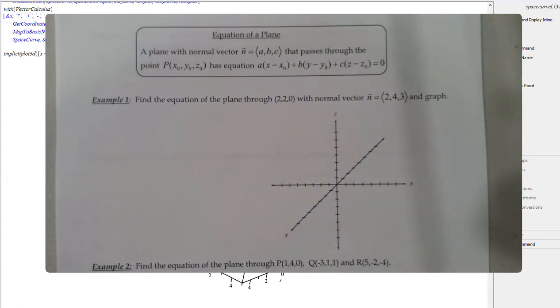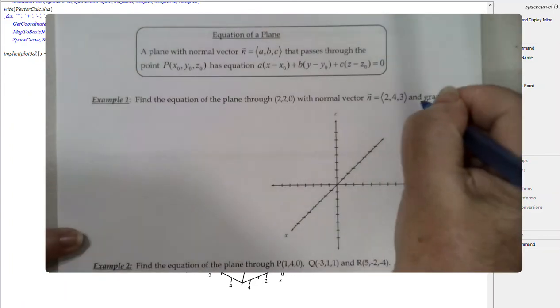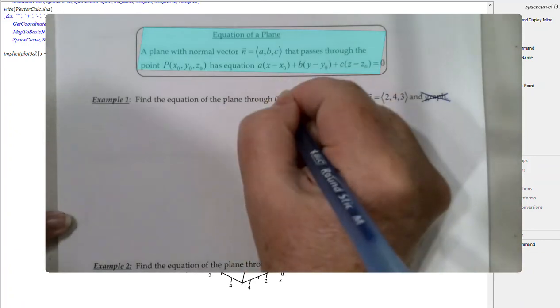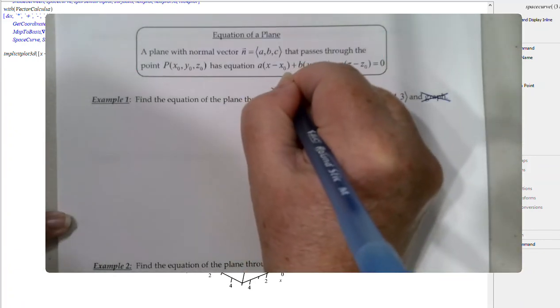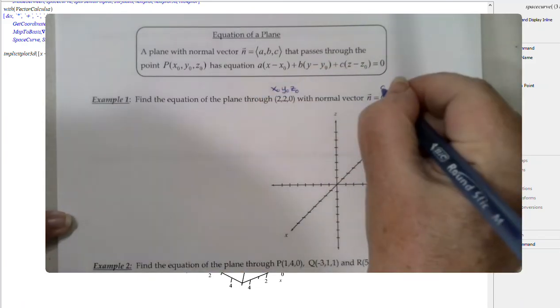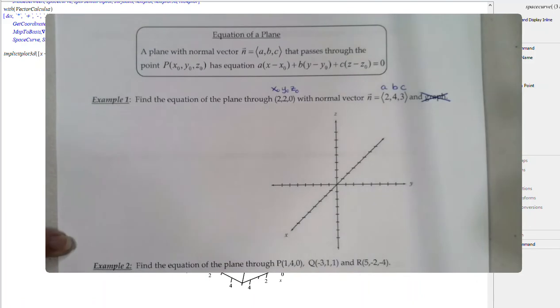So here, example 1 says find the equation of the plane through 2, 2, 0 with the normal vector n, 2, 4, 3. And it says to graph it. I'm actually going to hold off on graphing it for now. We're going to take a look at a graph in Maple a little bit later on. So here we go. Here's my point, so this is x naught, y naught, z naught. And here's my normal vector, so that's a, b, and c. I'm just going to plug all that into my equation.